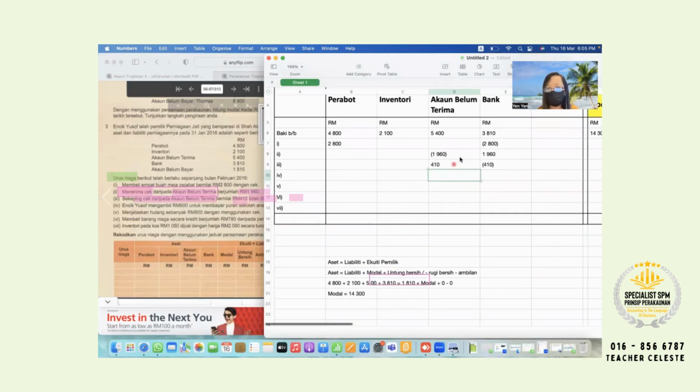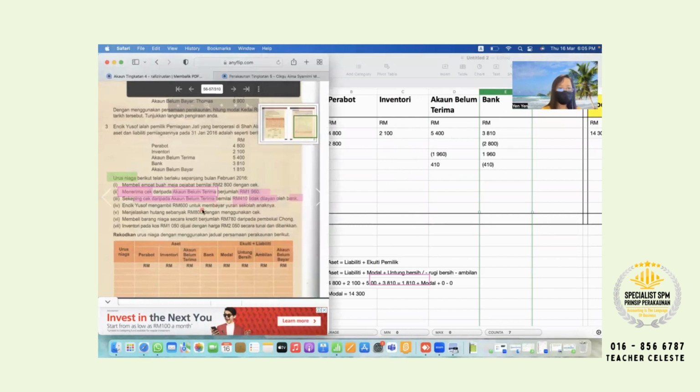Okay, so column 3 and 2. What does it mean? Here, this one is urus niaga yang ketiga, then you write 3, urus niaga yang ketiga. Okay, can? So for column 3 only, 2 no need. 2 is not regarding the inventory. Only 3 and 4, ABT and bank. Okay. So next, Encik Yusuf mengambil 600 untuk membayar yuran sekolah anaknya.